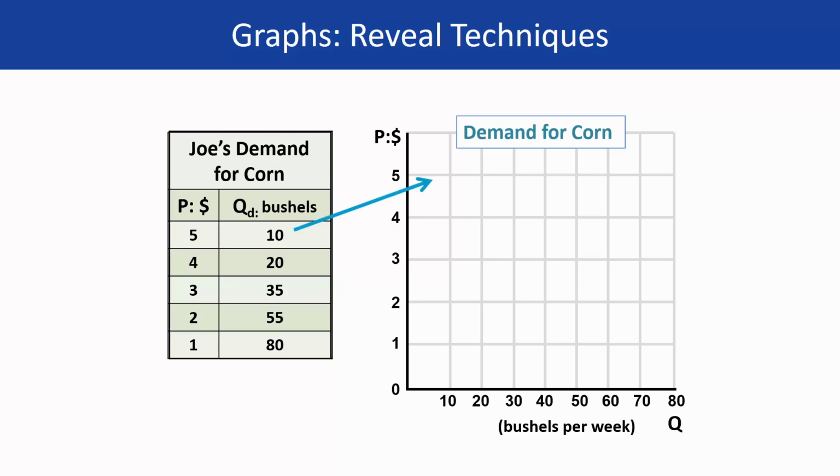And now we can plot one point. At a price of 5, Joe wants to take home 10 bushels of corn. At a price of 4, Joe wants to take home 20 bushels of corn. You can make the link between the data in the table and the data on the graph, and so on. By revealing one step at a time, your audience is going to follow exactly where you are.